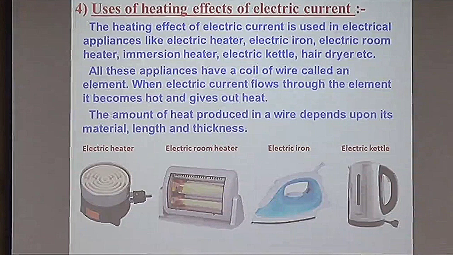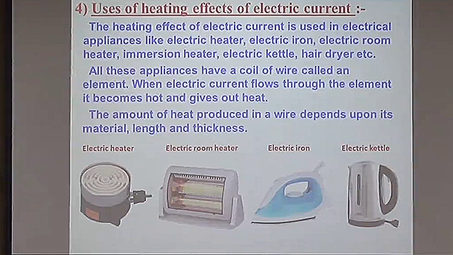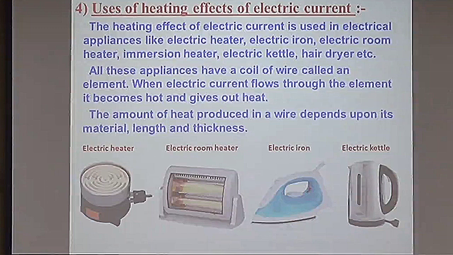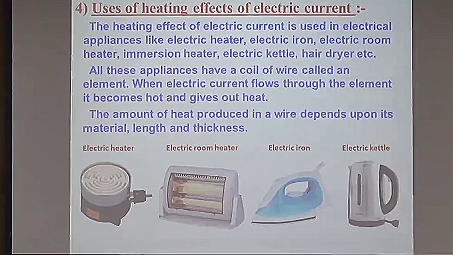Now, for example, we use an electric iron in our daily life. Whenever we switch on the electric iron, it becomes hot. When we start ironing our clothes, what happens? The electric iron is hot. Why is it hot? Because the electric iron has a kind of element which becomes hot and gives off radiation, and it makes the electric iron hot because of the flow of electric current.